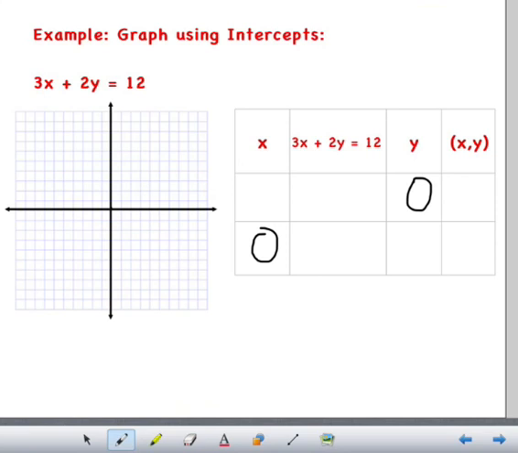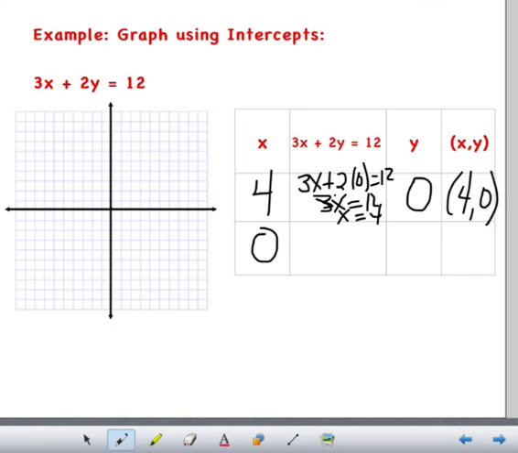So let's plug in first here. I'm going to plug in 0 for my y. 3x plus 2 times 0 equals 12. That's really just 3x equals 12. So x is going to equal 4. So my ordered pair is just going to be 4, 0.